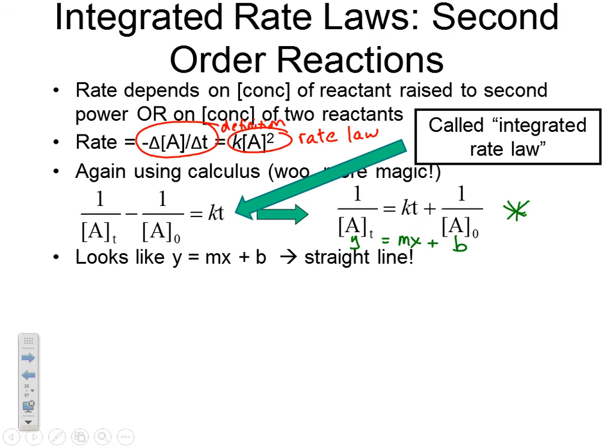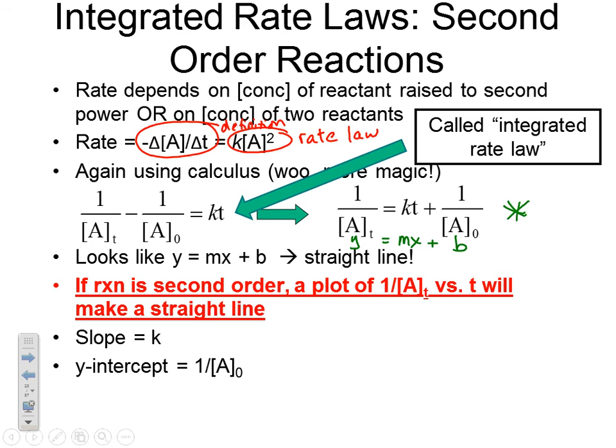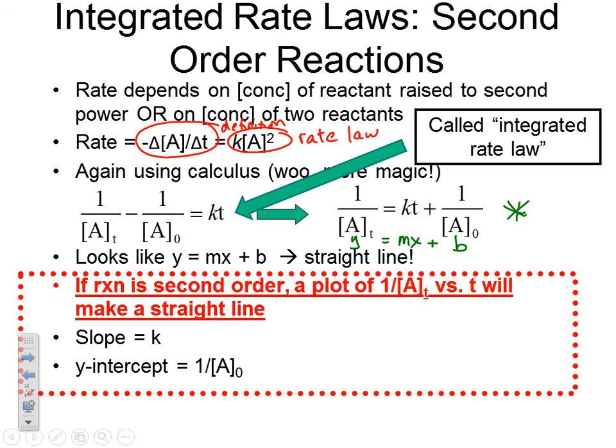This is critical because now this is in slope-intercept form. This is a straight line. If you have a second order reaction and you graph 1 over the concentration versus time, you get a straight line. A straight line will result from that graph, and that is a huge point because this is how we can determine if something is second order using a different set of data than the method of initial rates.